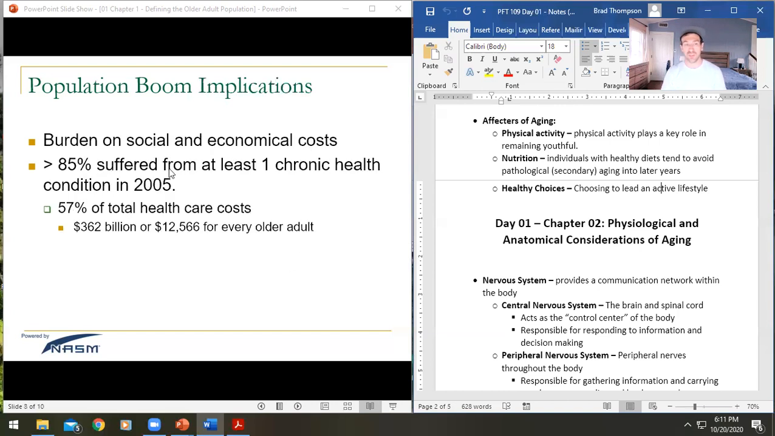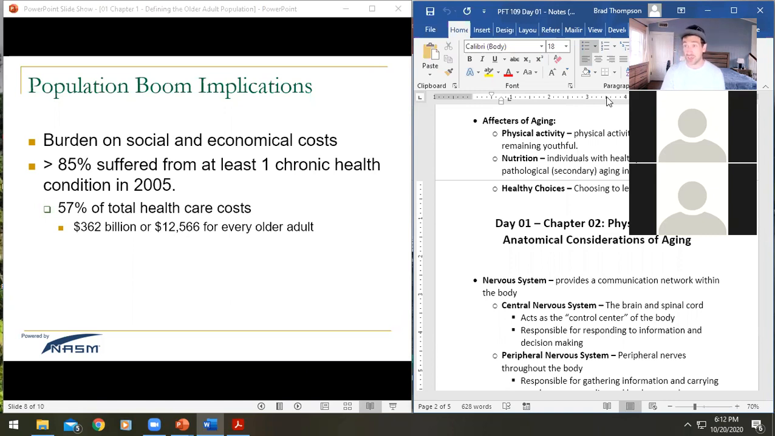One of the reasons we're talking about this is that there is going to be a burden on social and economic costs. The older we get, the more we tend to suffer from chronic diseases, and that's costing you. This is a very interesting statistic: for every older adult who has chronic diseases, it costs around $12,500 a year in healthcare costs, which is a crazy high amount. And a lot of that is diseases that are for the most part preventable.